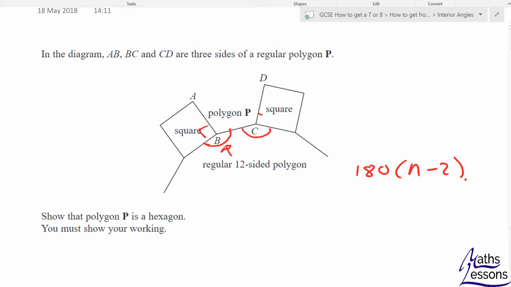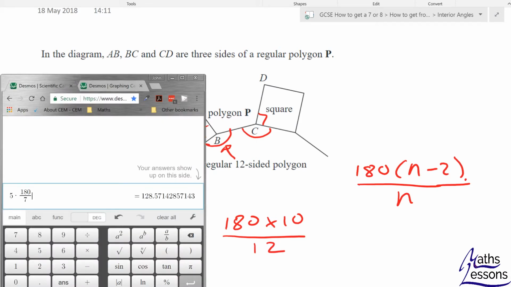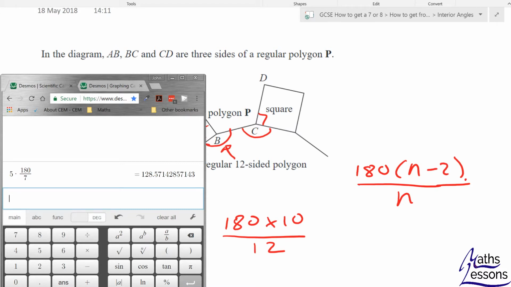Then we've got a 90 degree angle there and a 90 degree angle there. So let's just look at the angle at B. Neither of them really matters which we do. The interior angle is going to be equal to 180 times 10 divided by 12. You can calculate it, although you should try not using a calculator if possible.